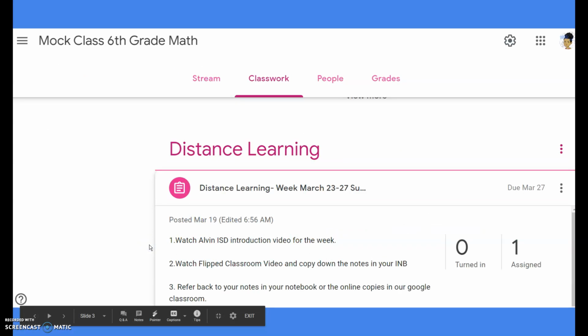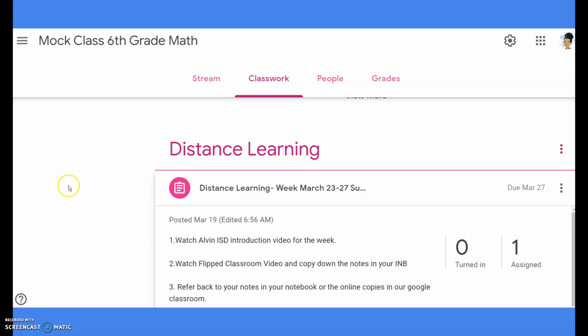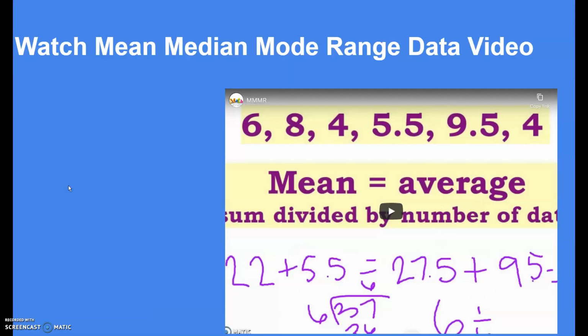With that being said, you guys will access this lesson in your Google Classroom under the classwork section under the distance learning category. It will be entitled Distance Learning Week March 23rd through 27th. In that lesson, you will see that you need to watch a video on the mean, median, mode, and range. Please make sure that you write down the information from that video nice and neat in your notebook or a sheet of notebook paper. You want to write that neat so you can go back and review it if necessary. Again, you may watch the video as many times as you need, but please watch the video prior to completing an Imagine Math pathway.